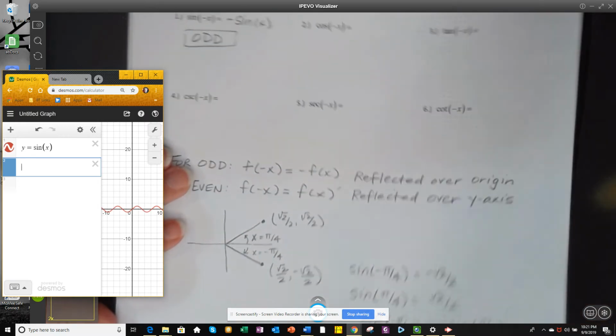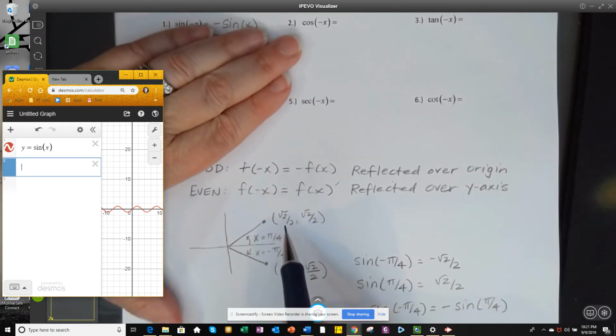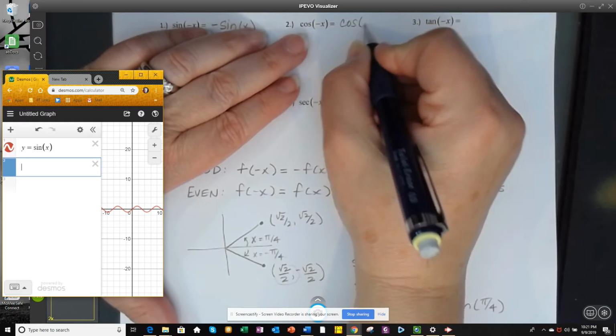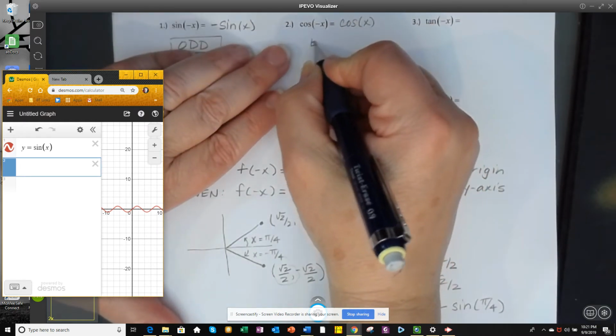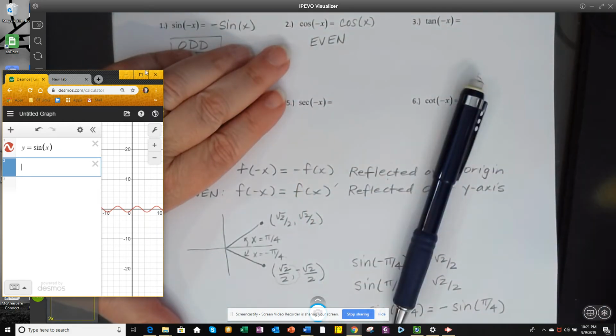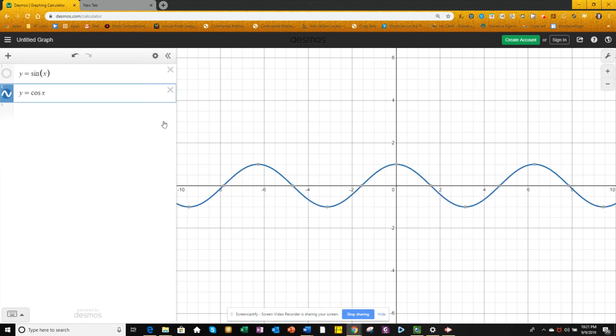All right. So what about the cosine? If I were to do the cosine of negative pi over 4, does that equal the cosine of positive pi over 4? Yes, so this one would be equal to the cosine of x, which means this is even. Now let's look at the graph of all the x values on the unit circle. Do you see how this one is reflected over the y-axis? So this one is definitely even.